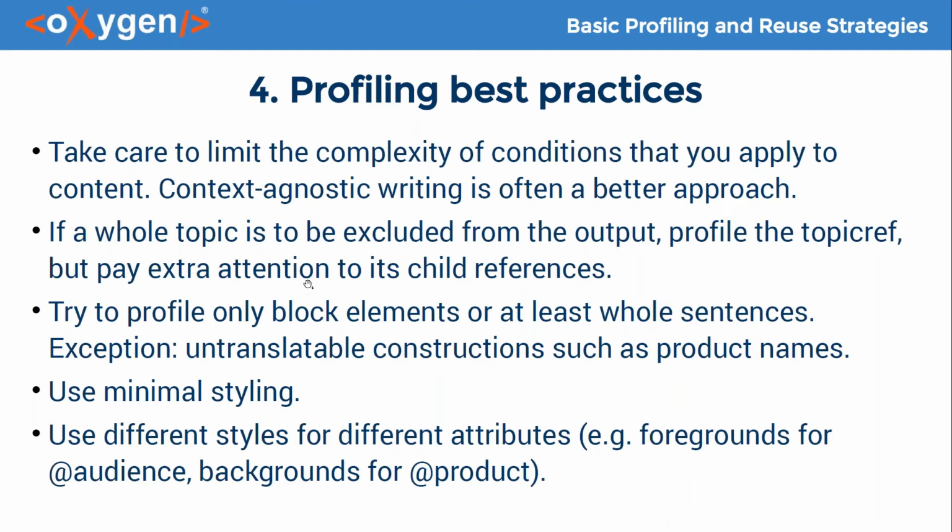There is, however, at least one exception. You can profile untranslatable constructions such as product names, as we have done in the getting started topic with the phone models, the X1, X2, and X3. Use minimal styling, use only one styling for an attribute, and use different styles for different attributes. For example, use only foregrounds for the audience attribute, use only backgrounds for the product attribute, and so on.